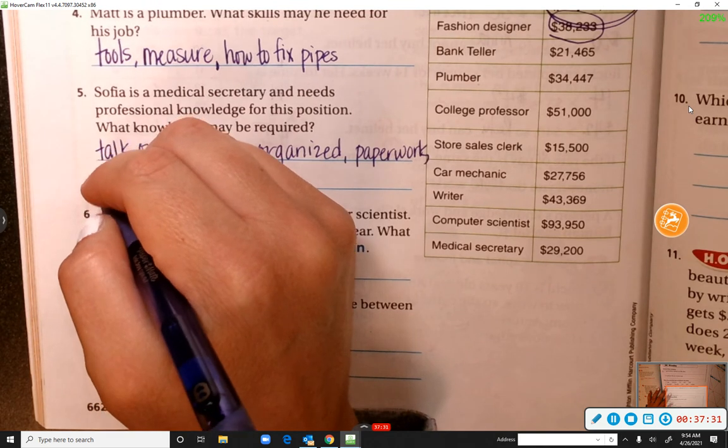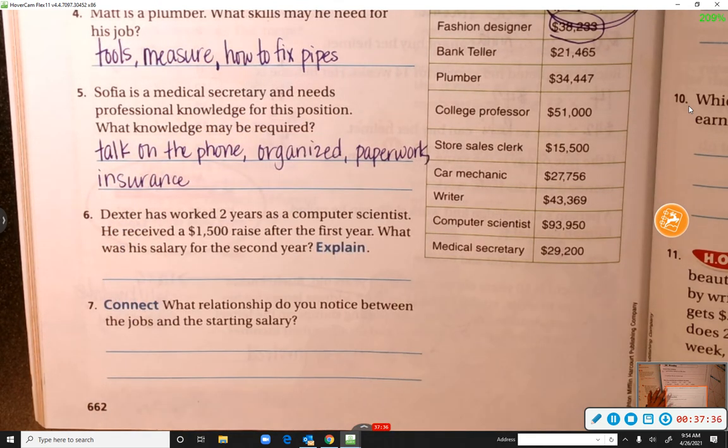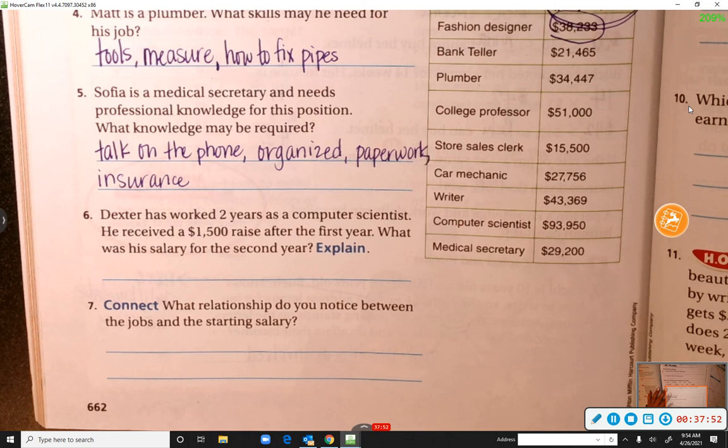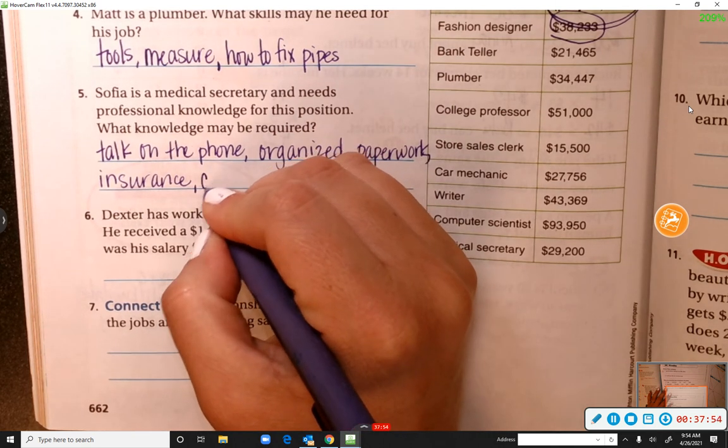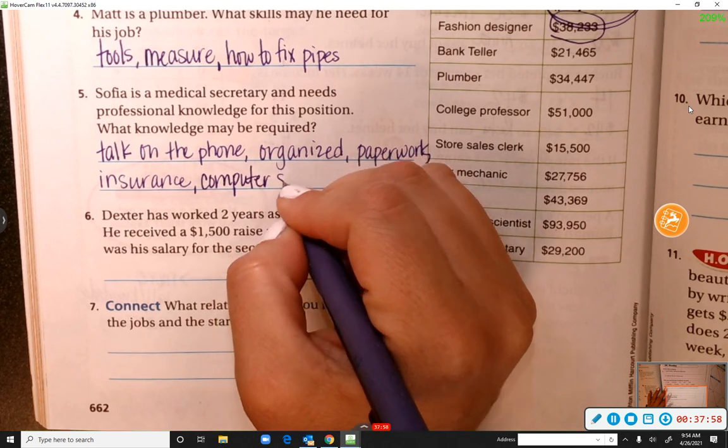Ms. Wilker, a good word for organize is organization. Yes, organization. Right? They need to have knowledge of insurance. They need to have knowledge of how to talk on the phone to people, how to do paperwork. Do you think they're also working on a computer? Yes, most likely they're putting in appointments and stuff, so they need to have computer skills.